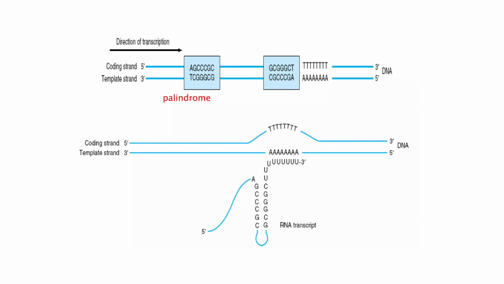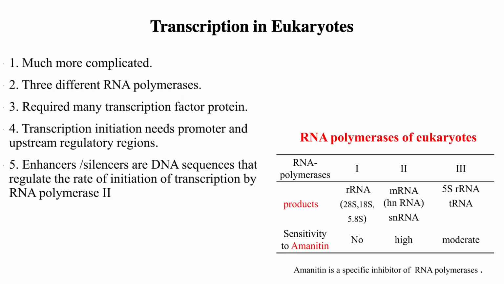So that's it about prokaryotic transcription. Further, let's look at eukaryotic transcription now. The transcription in eukaryotes is much more complicated than what we just saw about prokaryotic transcription, although the steps are the same. This also has initiation, elongation, and termination phases, but the elements involved are a bit more complicated. In prokaryotic transcription, we had just one RNA polymerase, but in this case, we have different RNA polymerases that make different kinds of RNAs.